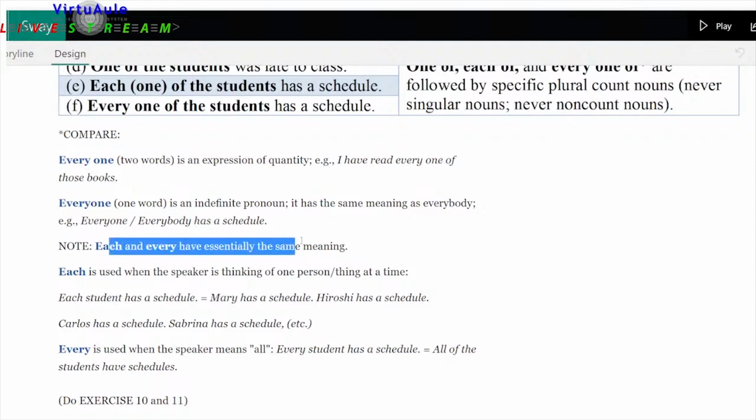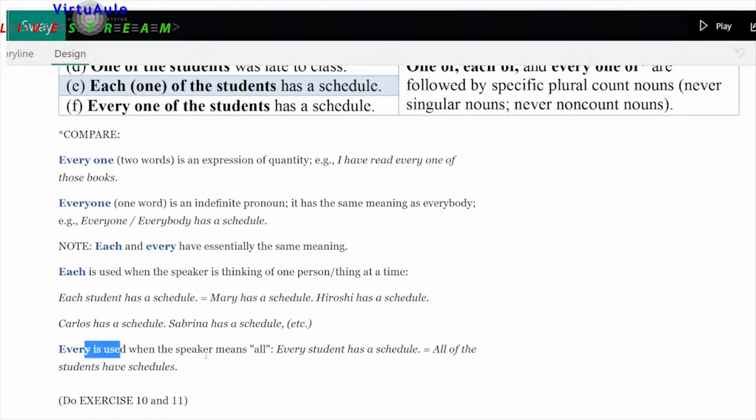Each and every have essentially the same meaning. Each is used when the speaker is thinking of one person or one thing at a time. Each student has a schedule. Mary has a schedule. Hiroshi has a schedule. I'm thinking of each one of those people in the class, each one. Carlos has a schedule. Sabrina has a schedule.